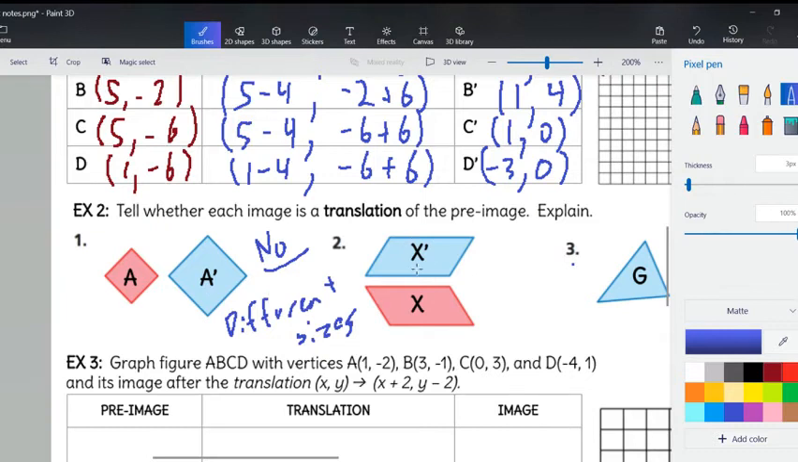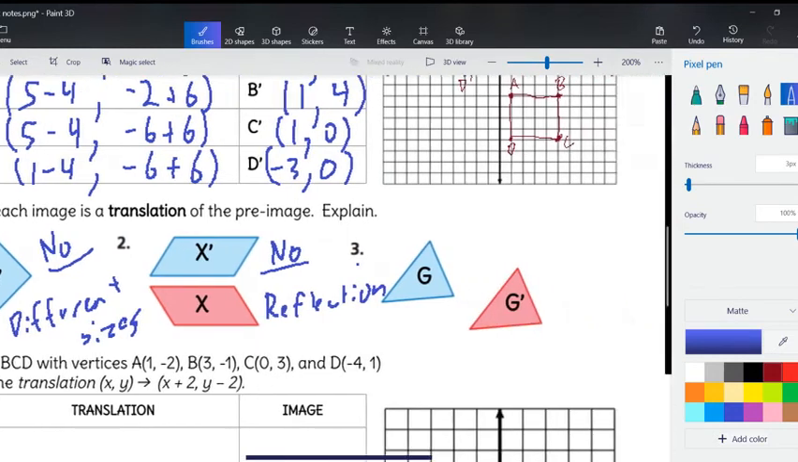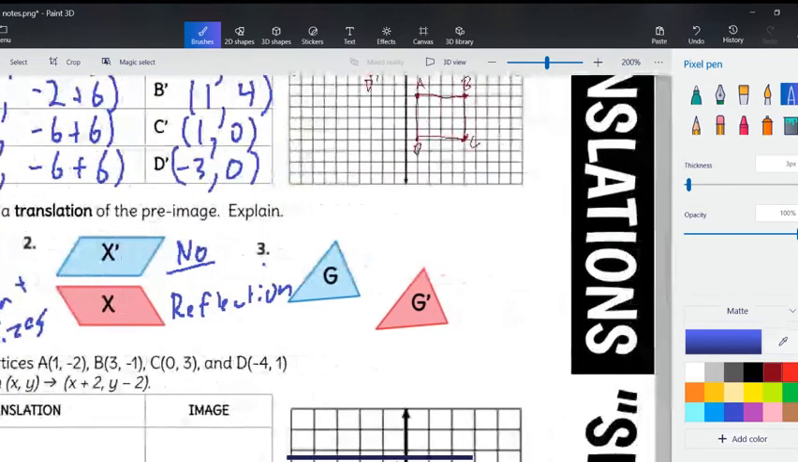Number 2, if we look at these, this can also not be a translation. This would actually be a reflection because it's flipped over. Then number 3, the G's. Nothing happened to them besides they moved. So yes, this is a translation.